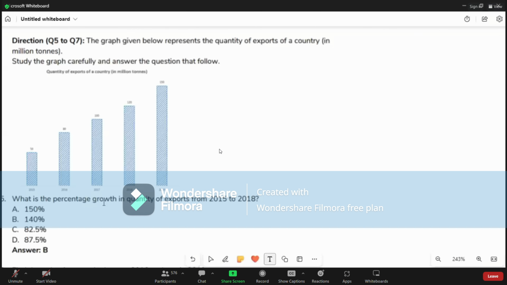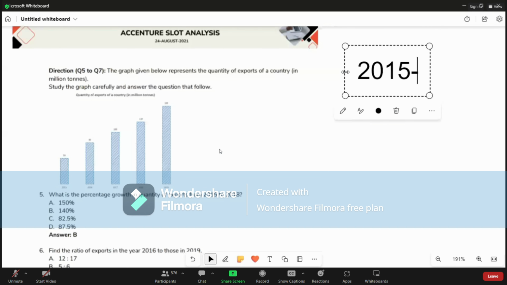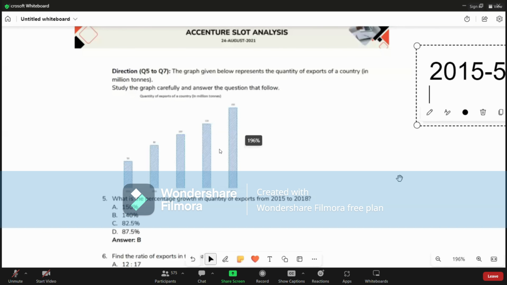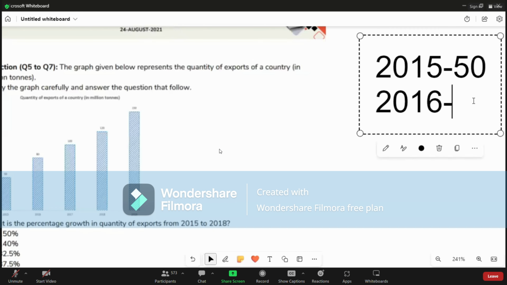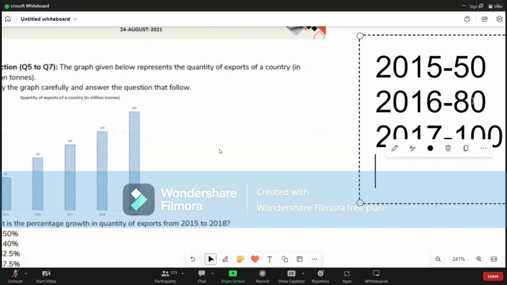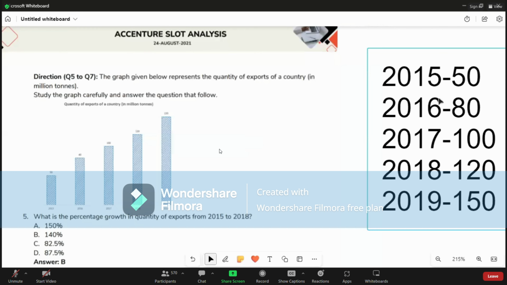As they have mentioned, the first question is, we'll first type down what is there, the text. In 2015, it was 50. In 2016, it is 80. In 2017, it is 100. In 2018, it is 120. In 2019, it is 150. These are in million tons.